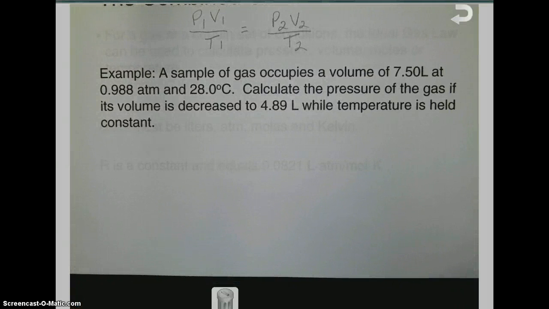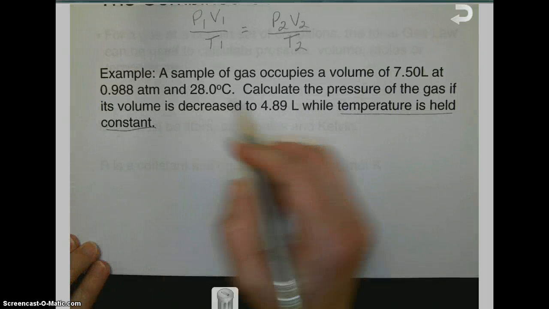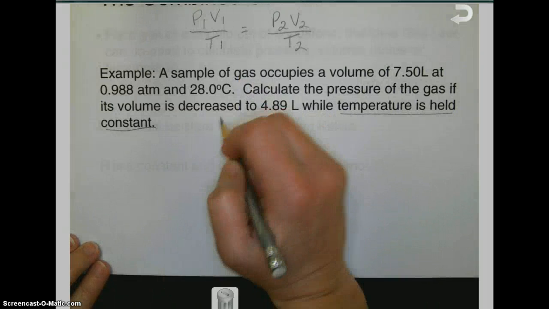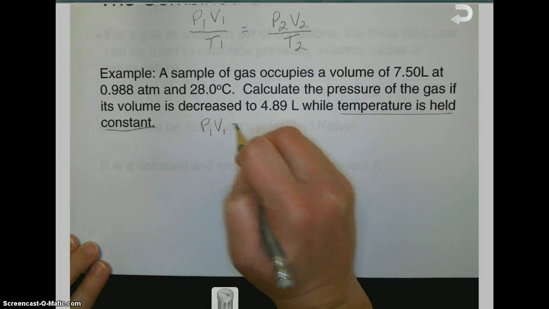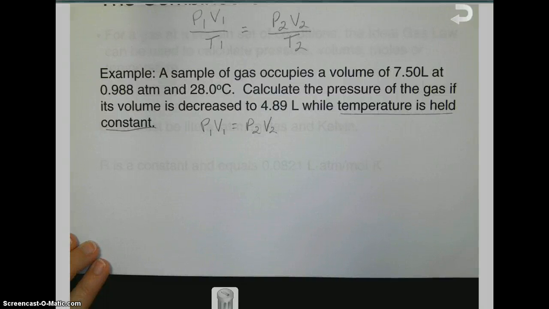A sample of gas occupies a volume of 7.50 liters at 0.988 atmospheres and 28 degrees Celsius. Calculate the pressure of the gas if its volume is decreased to 4.89 liters while temperature is held constant. All right, so temperature is held constant means we can take out the T's. So we're just going to use P1 V1 equals P2 V2. So we need to go through and define all of our variables and then plug them in and solve for the one we don't know.